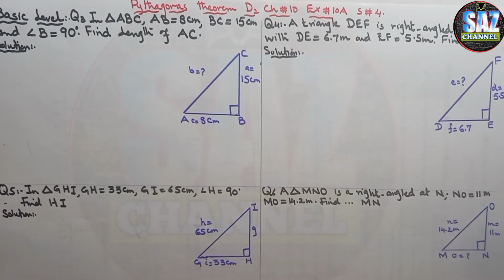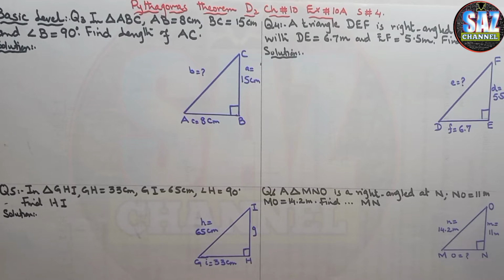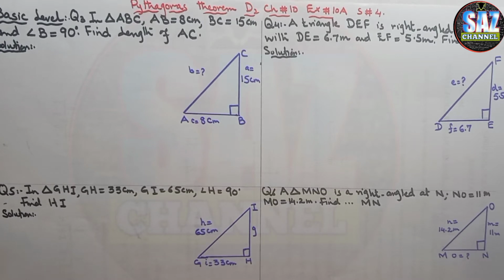This is my fourth lesson of D2, chapter number 10, exercise 10A, that is about Pythagoras theorem. In this lesson, I will solve question number 3, basic level. But before going to the lesson, I hope you are clear about what is Pythagoras theorem, what is the basic Pythagorean equation, right triangle, and how to identify the hypotenuse of the right triangle.